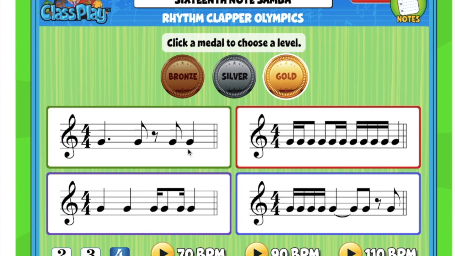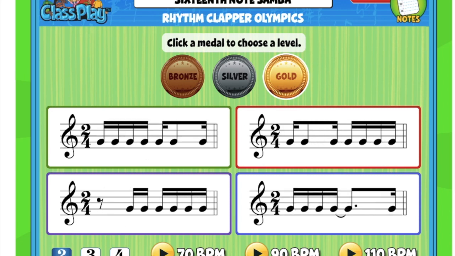Looking at music, recognizing the difference between this symbol versus this symbol versus this symbol. Even if it's still like, I don't know how to read that, that's okay. That's my job to teach you. Your job is just to try. Okay? Good luck.